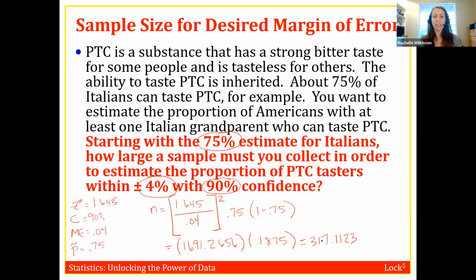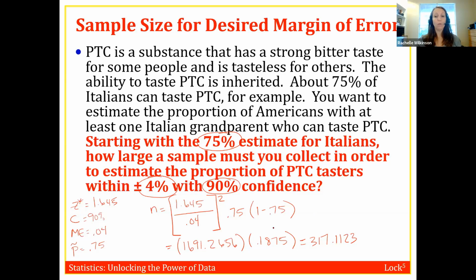Remember, this is telling us the minimum sample size that we need in order to get the margin of error that we want. So I need at least 317.1123 people. But of course, when we go to actually collect our sample, it's not possible to collect 0.11 of a person. We can't just sample their right arm or their left leg below the kneecap or something like that. Of course, we would take the entire person.